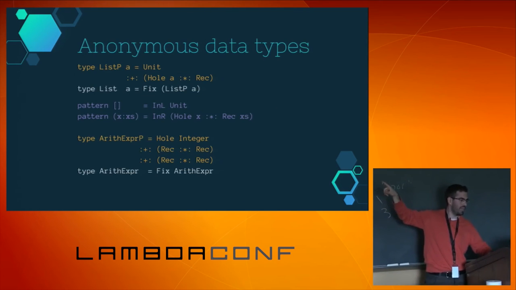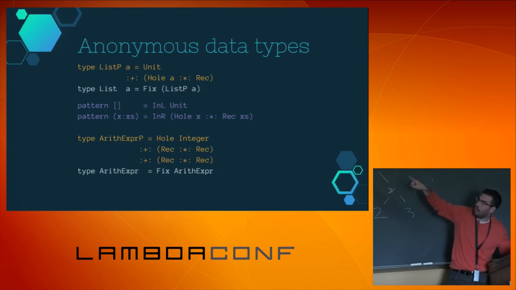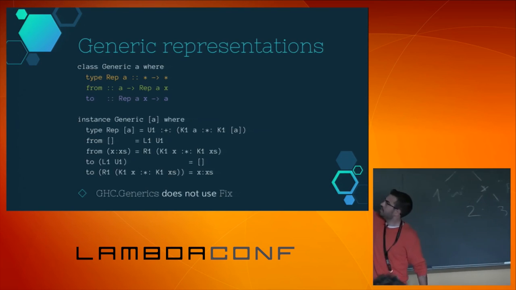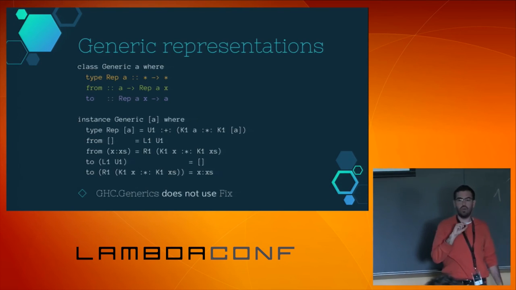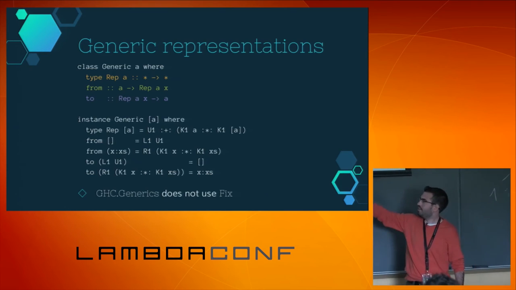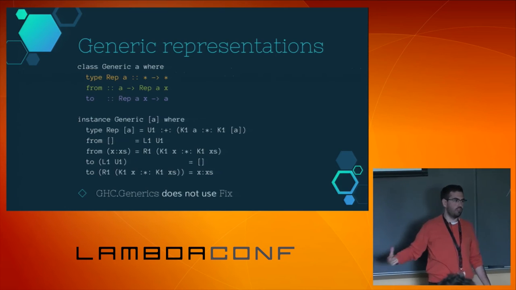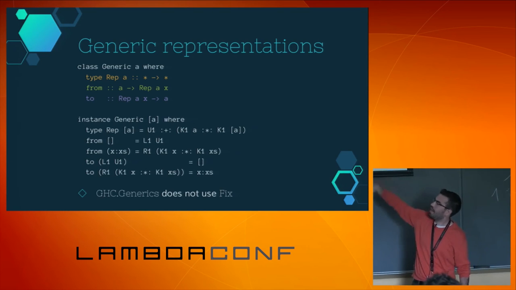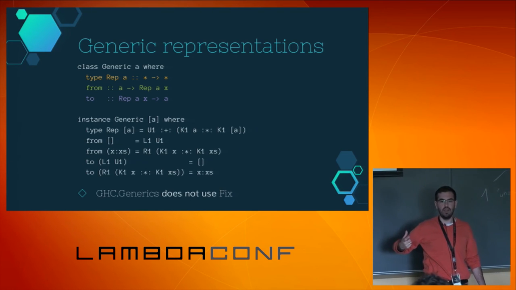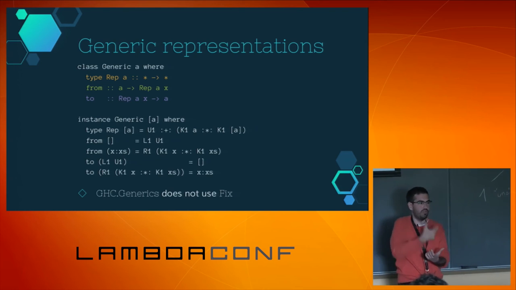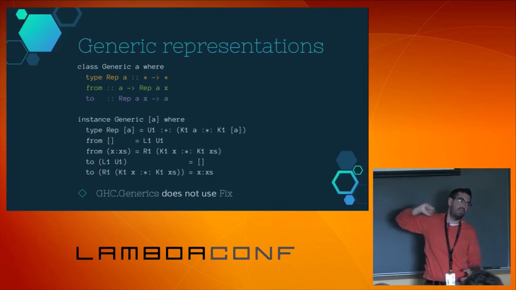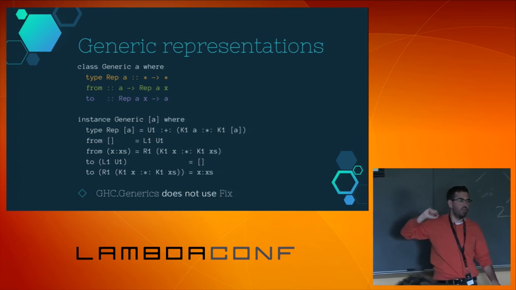So we have to give a unit, a hole, and a recursive position. This is how this is done. There is just one small detail: Generics don't use this fix operation. Instead, when you have a recursive position, you just say, oh, this is like a constant of the recursive type. So you have here K1 of the type List of A. So this is a small difference.